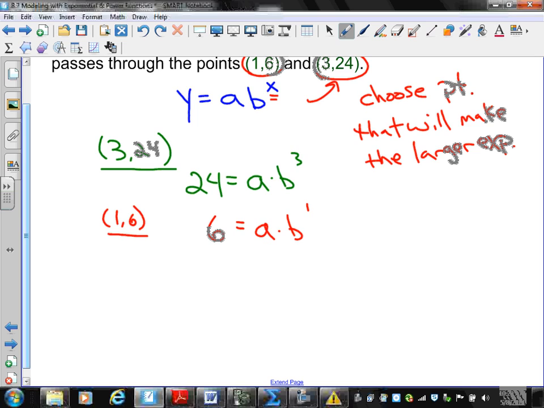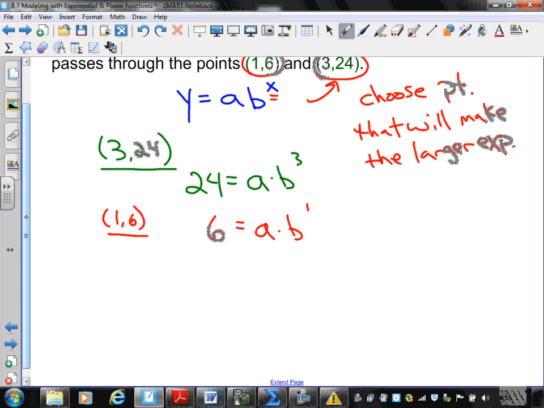And now what I have here is a system of equations. This is not a linear system of equations. We have not seen how to solve this yet. In fact, that's what we're going to do today. But I certainly have 2 variables, 2 equations. Here we go. Here's how we solve this. So here's why I lined this up, and here's why I want my b cubed on top of my b to the 1. The way that I solve this is by division.